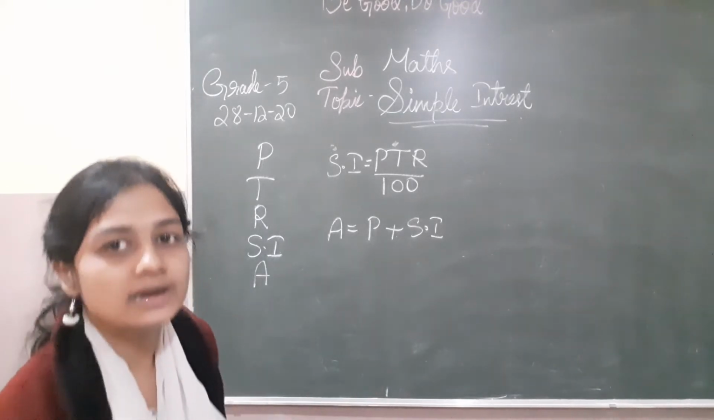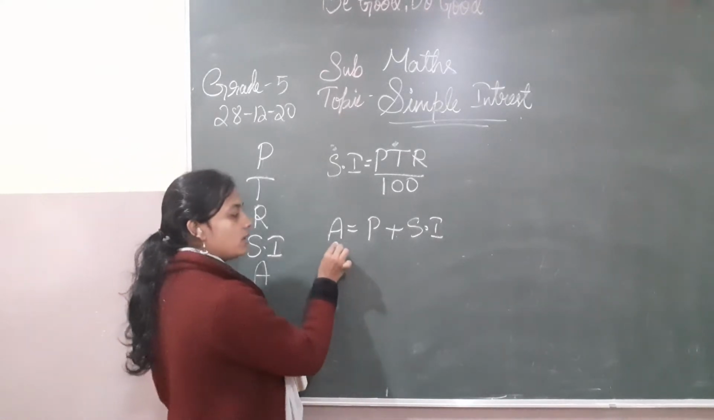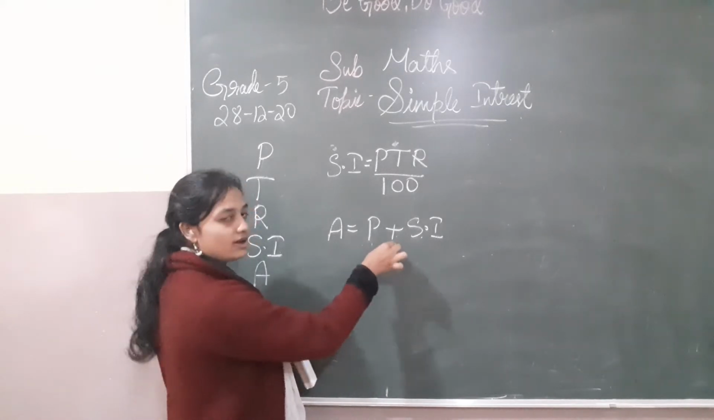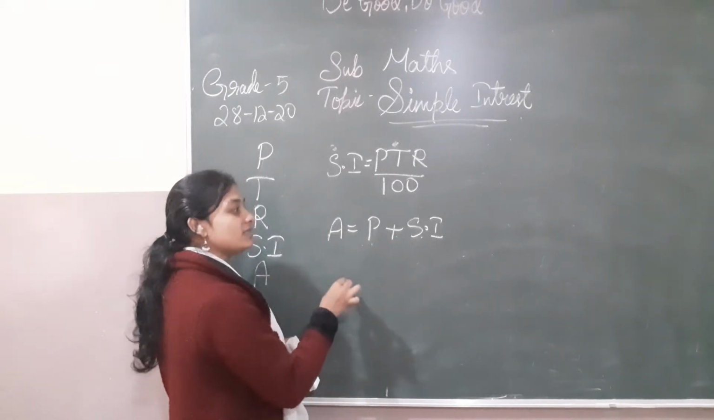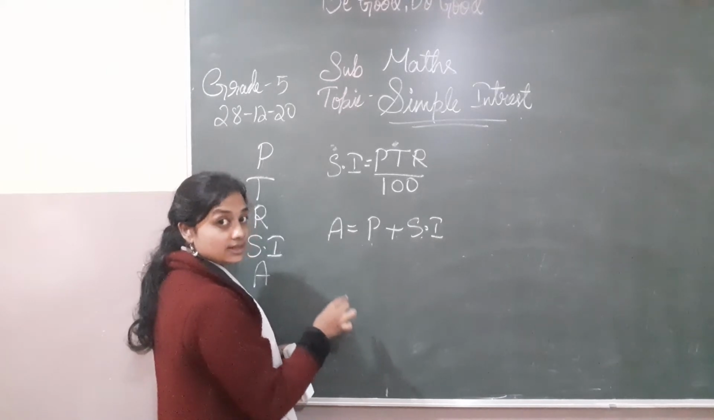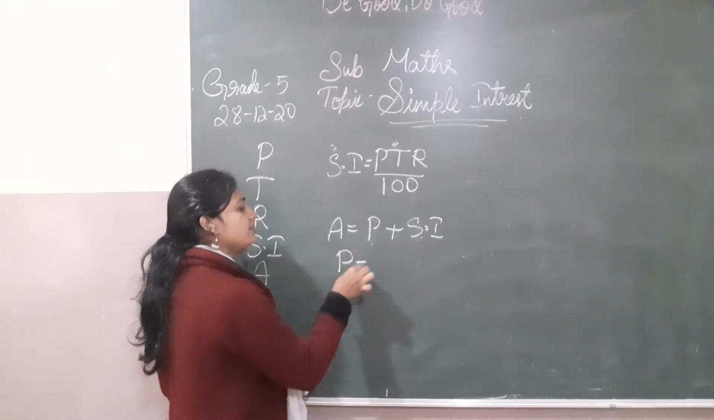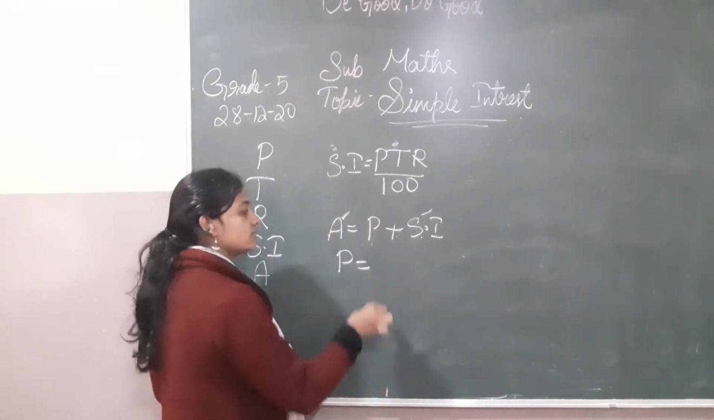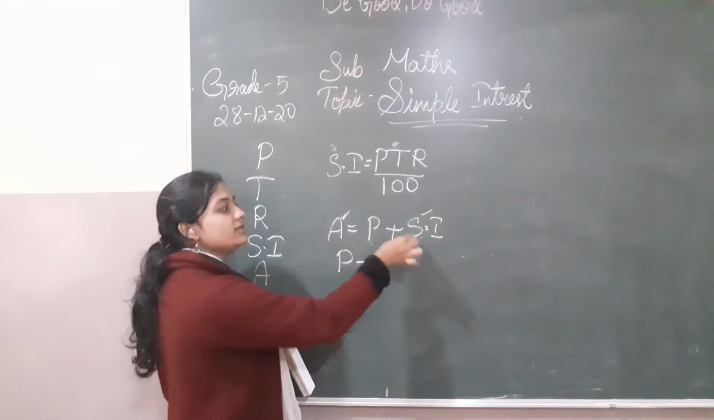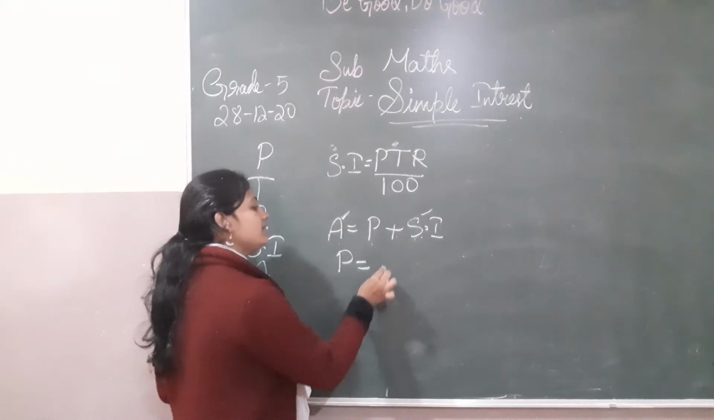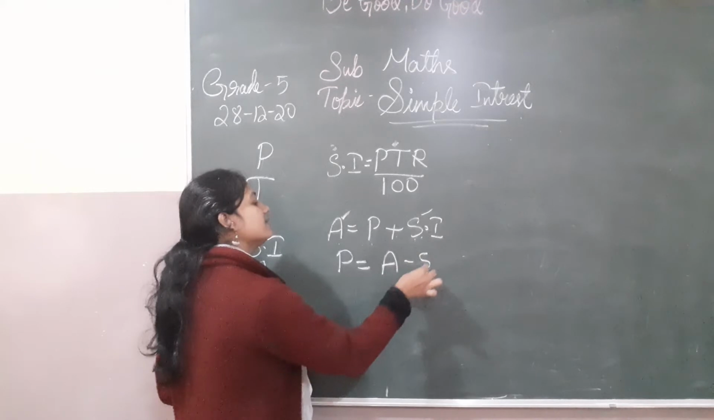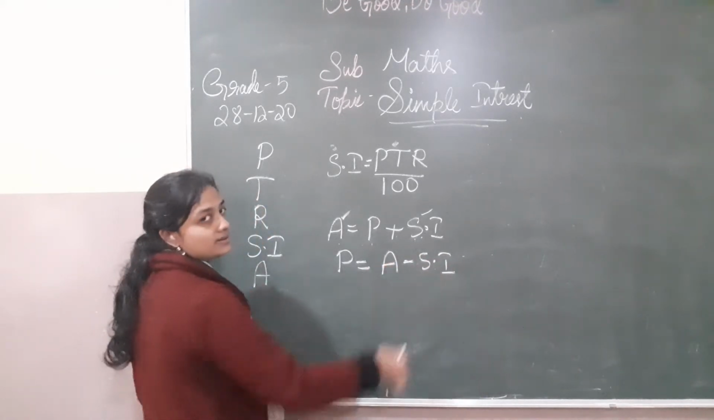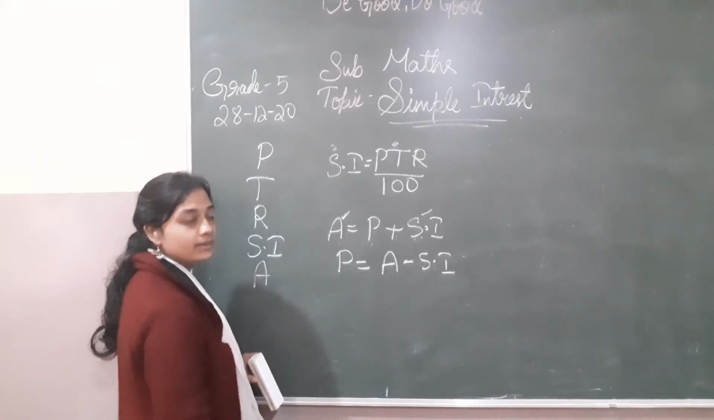Here we will be learning how to find the amount when principal and simple interest is already given. But you have already done this in the previous video also. Now what you are going to learn new in this video is, when I want to find the principal when amount and simple interest are given. So how can I find the principal when amount and simple interest is given? I will subtract simple interest from amount. When I subtract simple interest from amount, I get the principal.